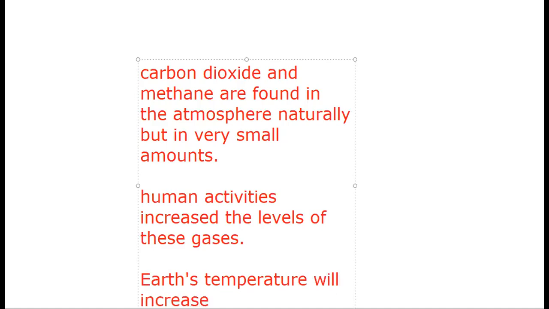It has many bad effects or impacts, like the ice in the North Pole and the South Pole will start to melt. This may cause sea level to rise and cause flooding. What do we mean by human activities? Burning fossil fuels.